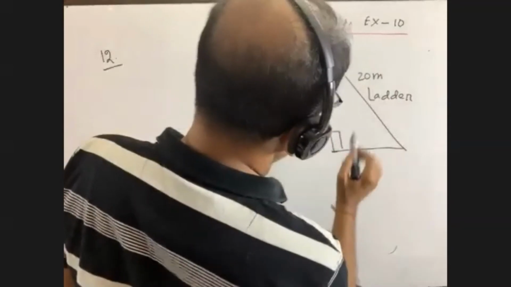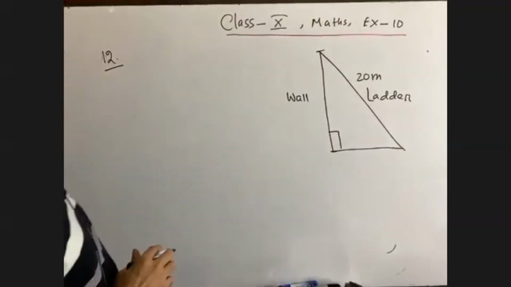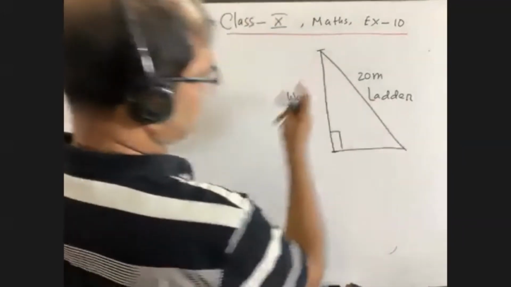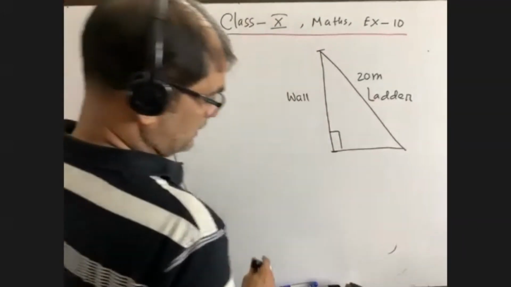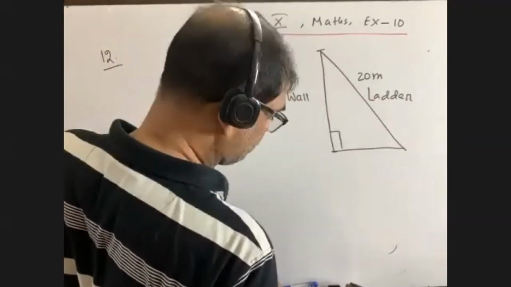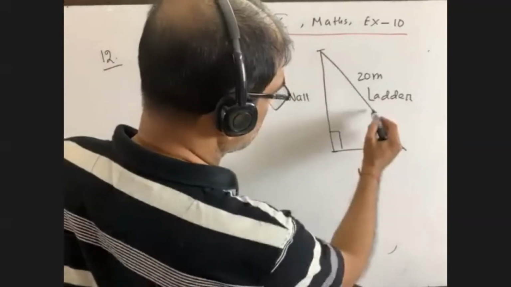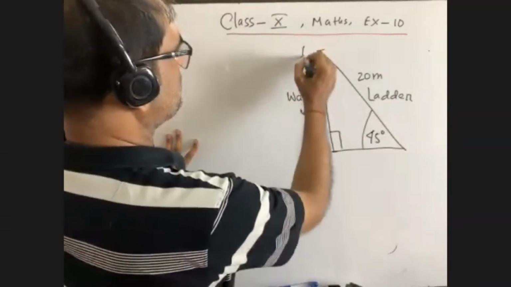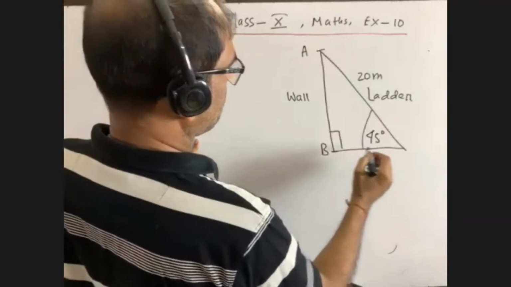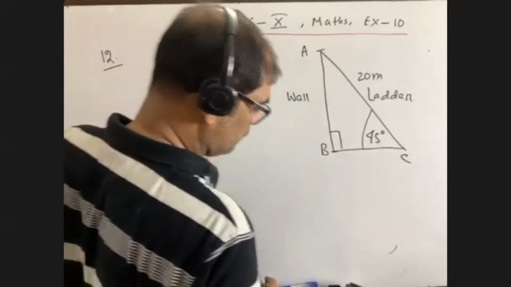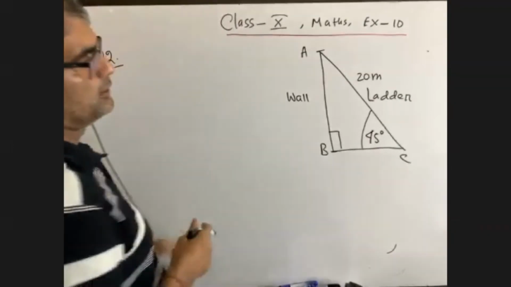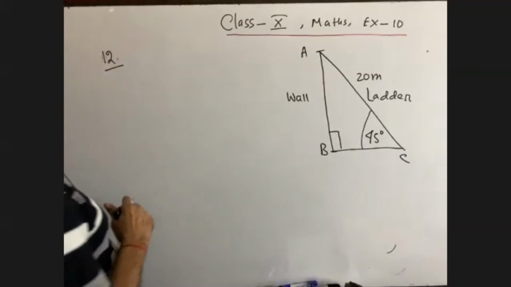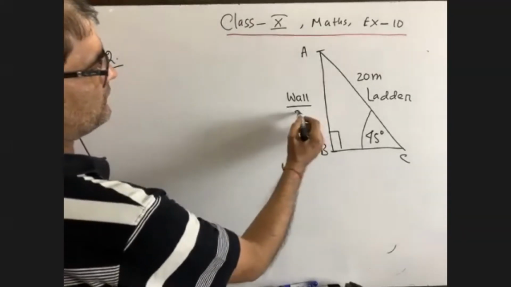Have you thought the situation? Normally the ladder is used like this. This is a wall. What's told here is 45 degree with the ground. This is 45 degree. This is A, this is B, and this is C. Now we have to find the height of the wall. So which formula is to be used here? We have to find this.